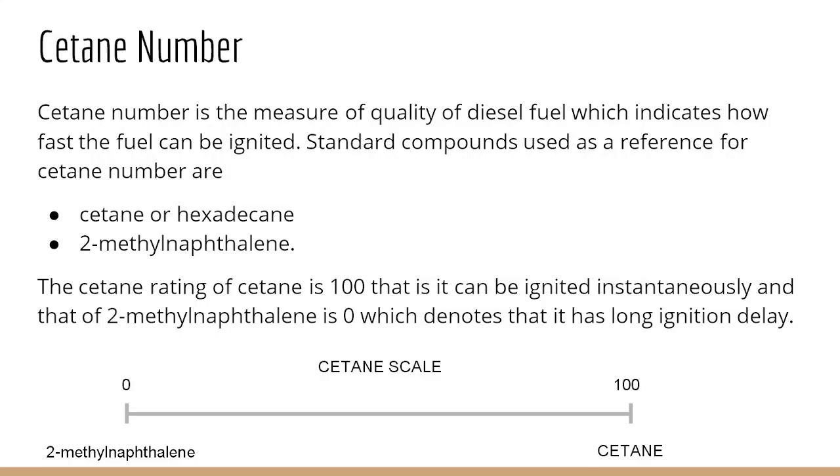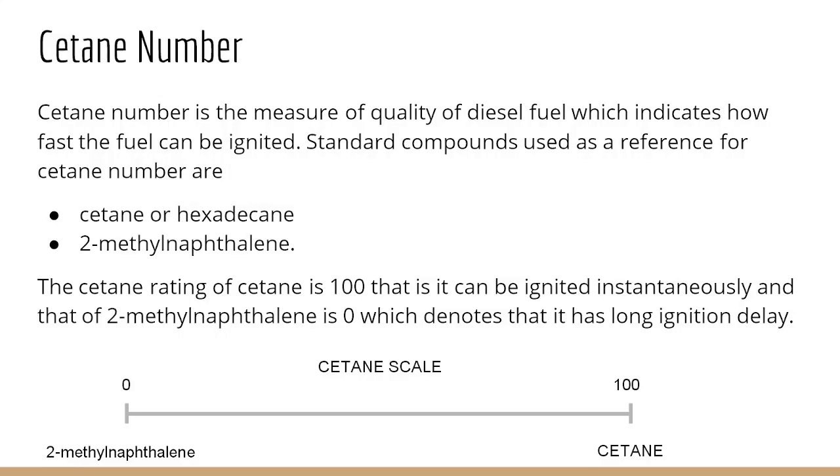Now let's discuss cetane number. Cetane number is the measure of quality of diesel fuel, which indicates how fast the fuel can be ignited. Standard compounds used as a reference for cetane number are cetane or hexadecane and 2-methylnaphthalene. The cetane rating of cetane is 100, that is, it can be ignited instantaneously, and that of 2-methylnaphthalene is 0, which denotes that it has a long ignition delay.